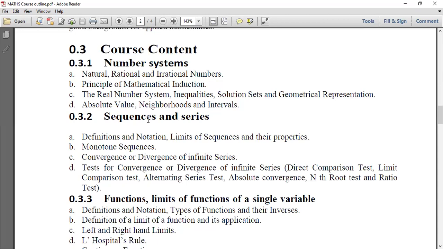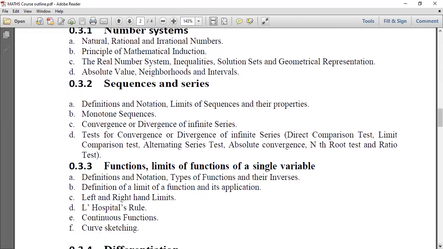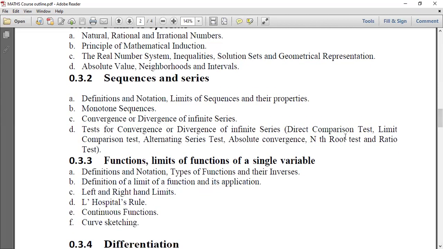We are also going to look at sequences and series: the definition, notation, monotonic sequences, divergence and convergence of a sequence, tests for convergence or divergence of a sequence or of a series, using the direct comparison test, limit comparison test, alternating series, absolute convergence, the nth root test, and the ratio test.